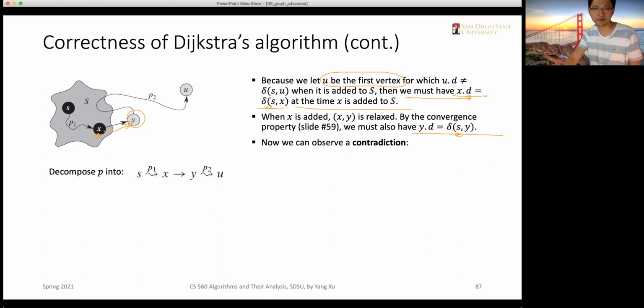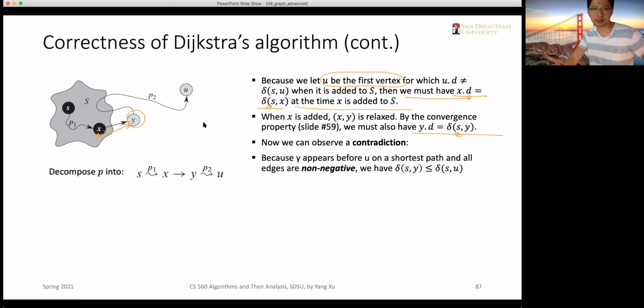So now we can actually observe a contradiction, right? Because y appears before u on the shortest path, and all the edges are non-negative, the theoretical minimum value for u must be greater than or equal to that of y, right? Because u is at a later stage. When we go from y to u, there is a path P2, right? So because all the weights are non-negative, the delta value for u must be greater than or equal to the delta value for y, right?